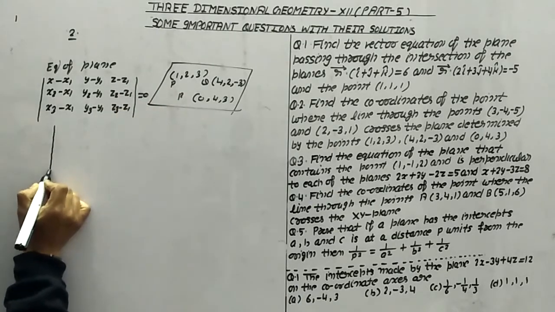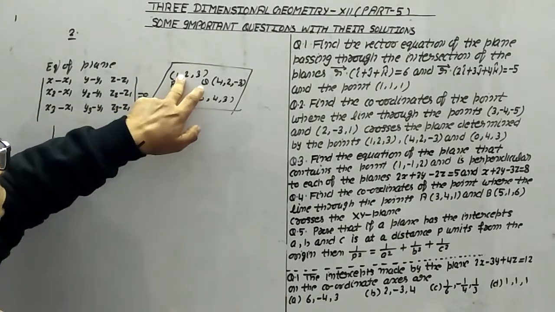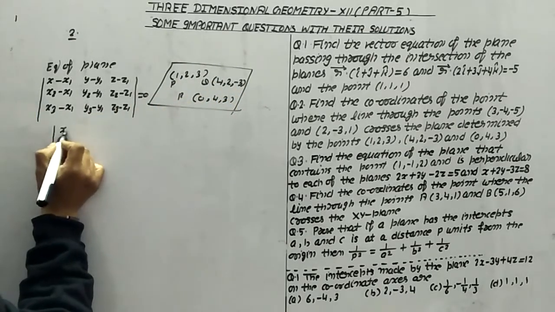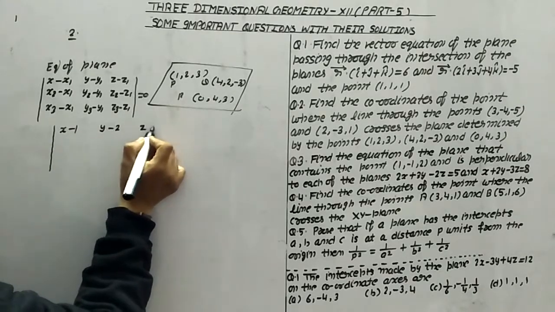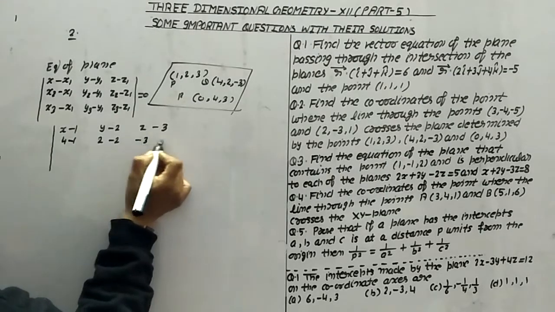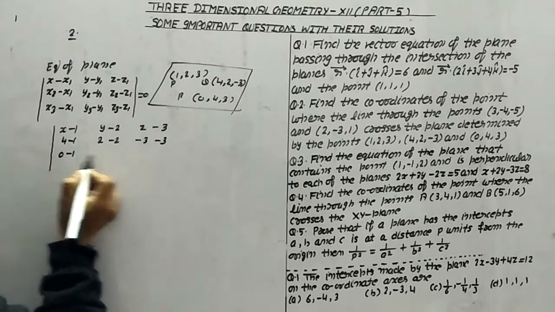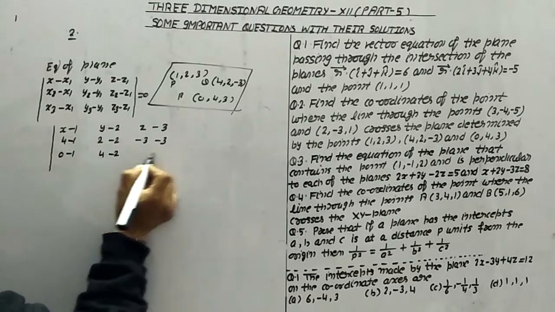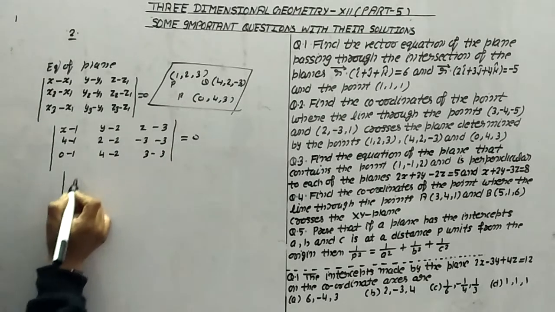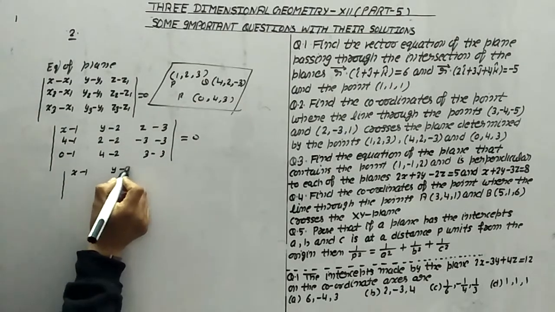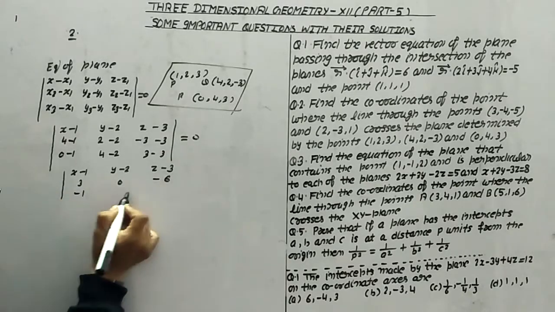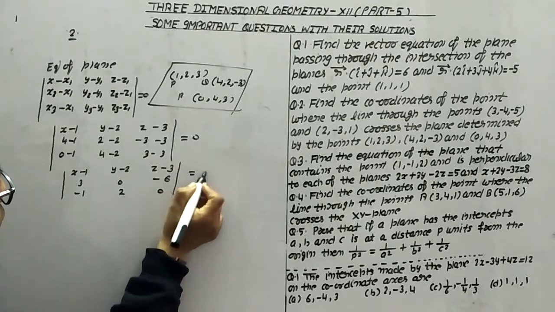Now according to this, if we consider x1 y1 z1, x2 y2 z2, x3 y3 z3, then the equation of the plane will come as the determinant with rows x minus 1, y minus 2, z minus 3; 4 minus 1, 2 minus 2, minus 3 minus 3; and 0 minus 1, 4 minus 2, 3 minus 3, equals 0. It means this will come as the determinant with rows x minus 1, y minus 2, z minus 3; 3, 0, minus 6; minus 1, 2, 0, and this equals 0.